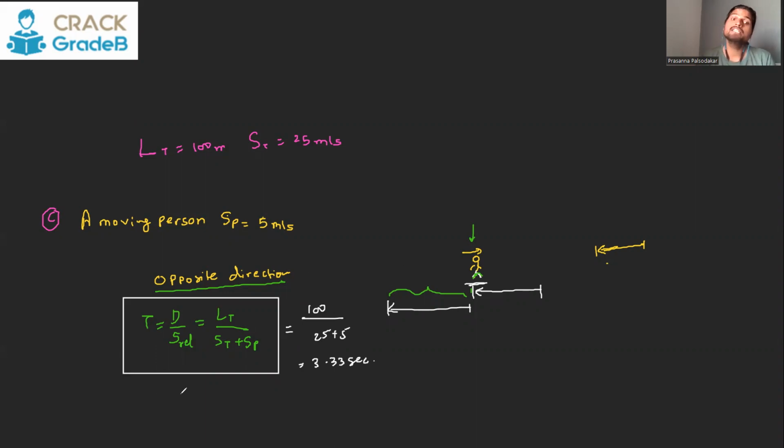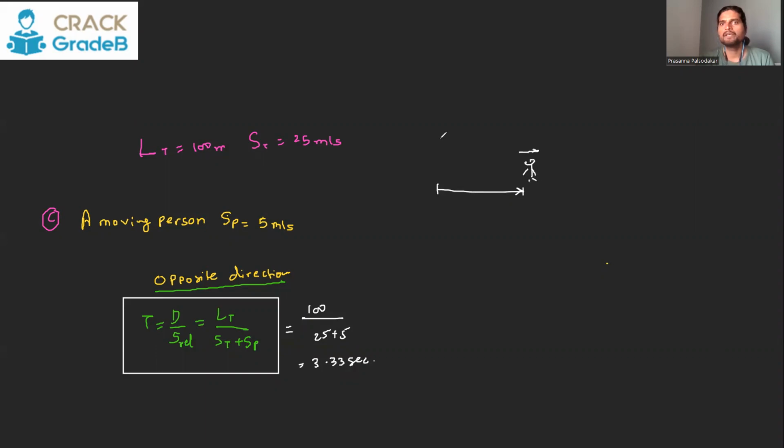But if the person is moving in the same direction, for example, this is the person, this is the train moving, and the person is also moving in the same direction. So you have to consider again the person to be steady. The train will go from this position to this position. The distance traveled will be this much, which is equal to the length of the train.